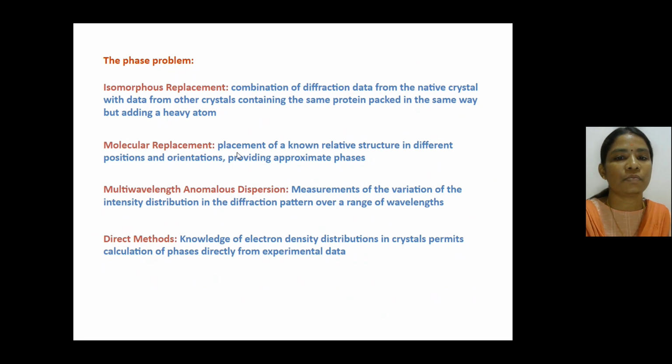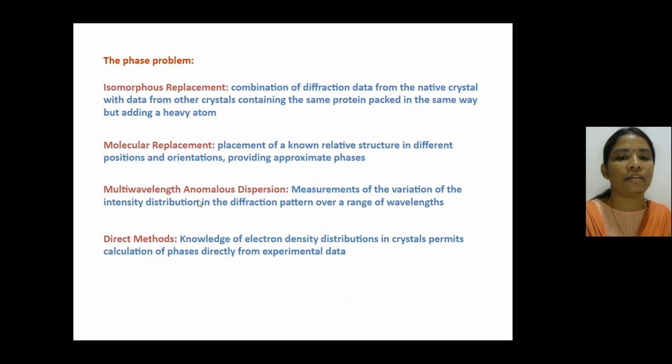Then molecular replacement: placing a known related structure in different positions and orientations provides approximate phases. So you can change the structure to different positions, and you can determine the phases.